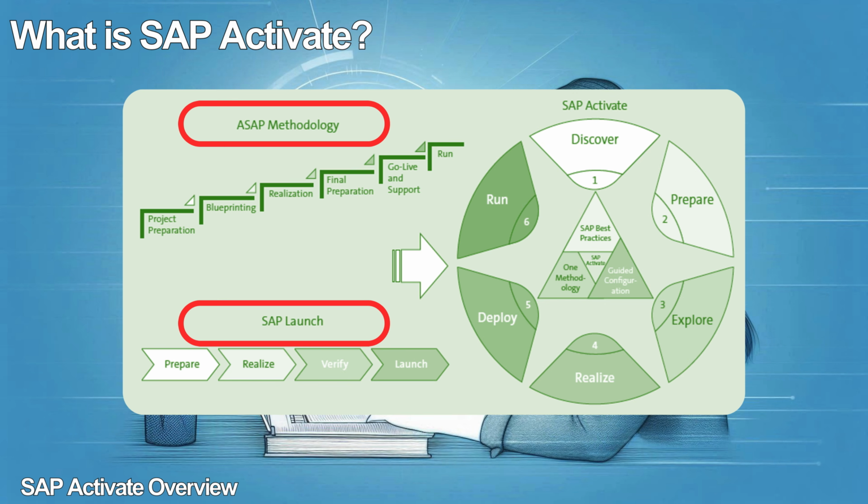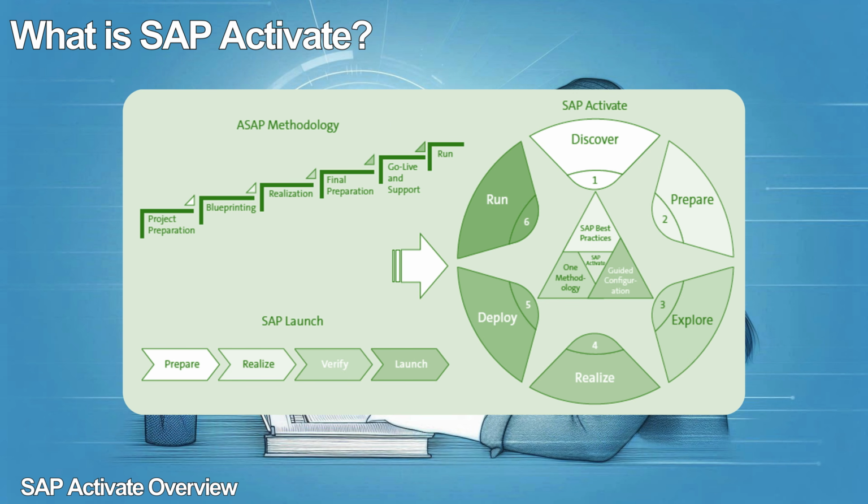The ASAP implementation methodology, driven by the waterfall approach, has 6 implementation phases, namely project preparation, blueprinting, realization, final preparation, go-live support, and run. SAP Launch, based on Agile, has 4 implementation phases: prepare, realize, verify, and launch. SAP Activate replaces both of these methodologies and is a hybrid approach that provides the framework, tools, accelerators, questionnaires, checklists, and playbooks throughout S/4HANA implementations.